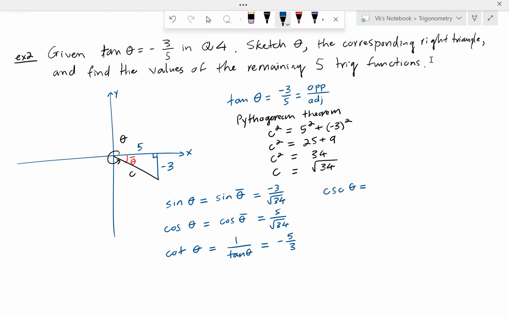Cosecant of the angle theta is 1 over sine of the angle theta, which is root of 34 over negative 3. Then I would put a negative in front of the fraction. So negative root of 34 over 3. Secant of the angle theta is 1 over cosine of the angle theta, which is root of 34 over 5. Yay! We got all the values.